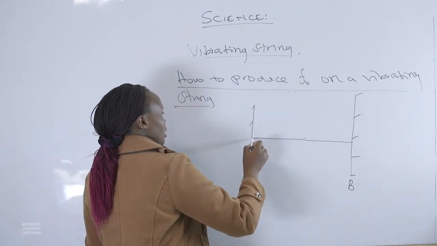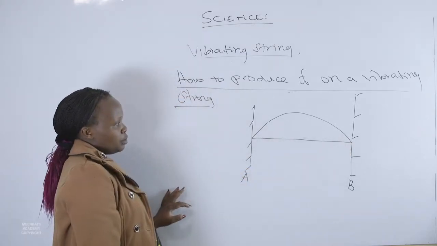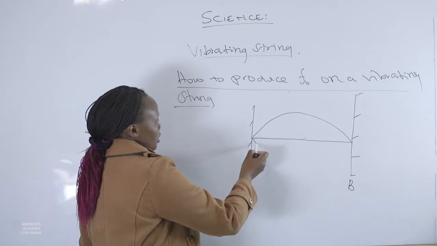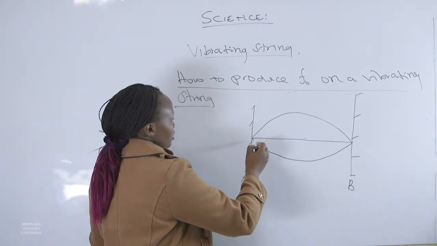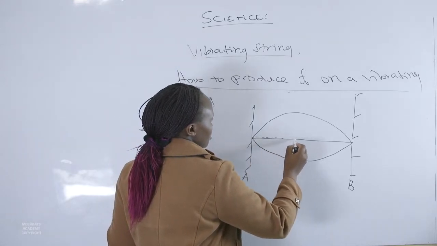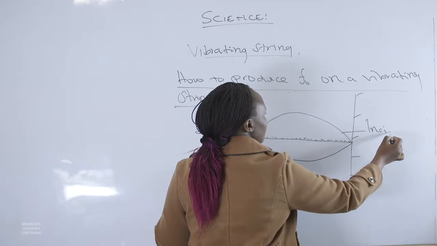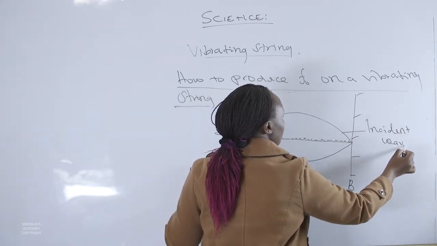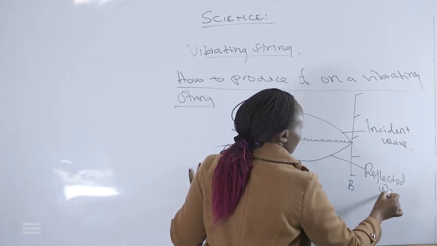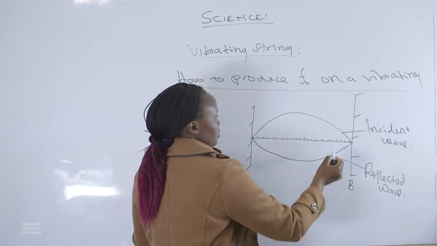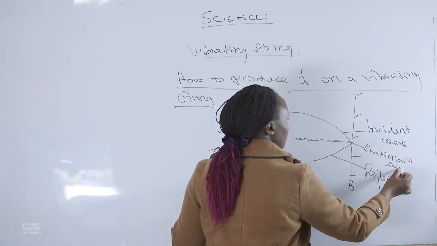Then we can have our string and we can pluck it at the middle to produce only one loop, and we expect our loop to be reflected on the other end, so that now we can produce a stationary wave. This is the incident wave. This is the reflected wave. Then we can call this one the stationary wave.